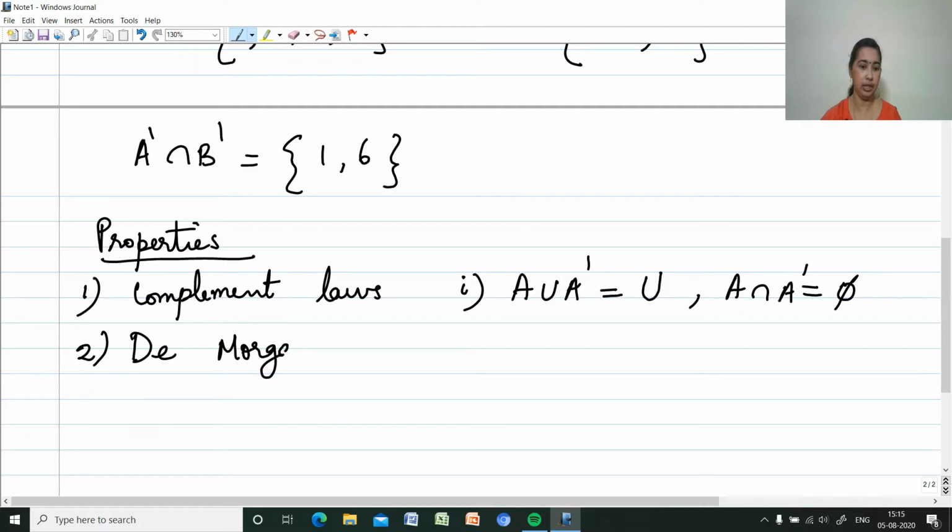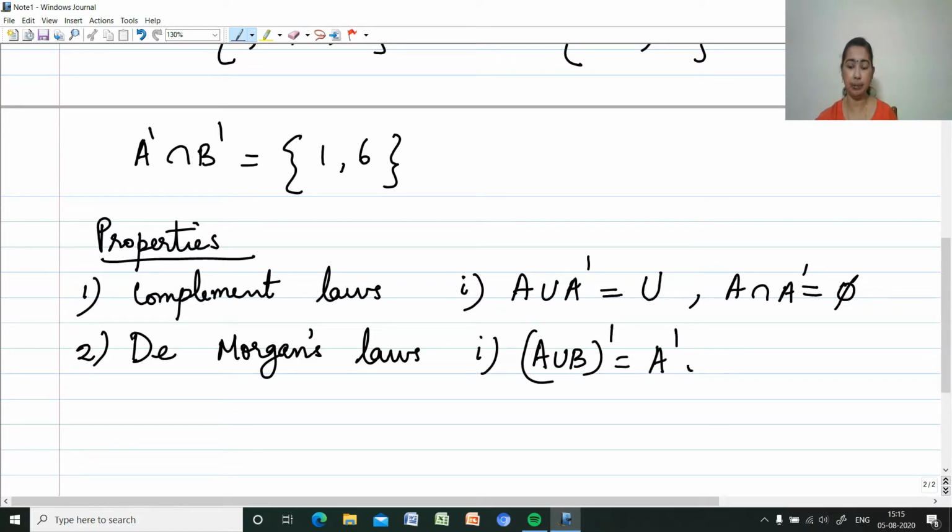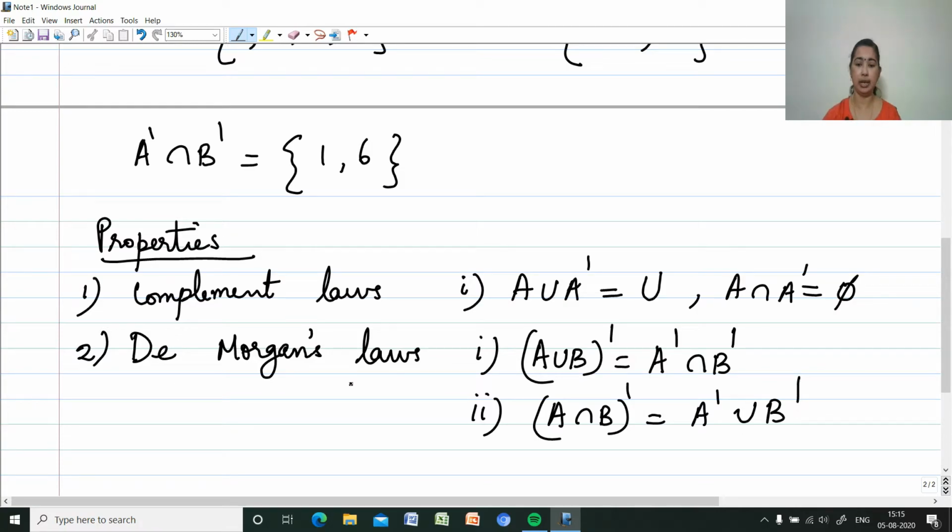Second one is De Morgan's laws. There are two laws you have to study here. First one is A union B whole complement is the same as A complement intersection B complement, and the second one is A intersection B whole complement is equal to A complement union B complement. These two laws we call De Morgan's laws.